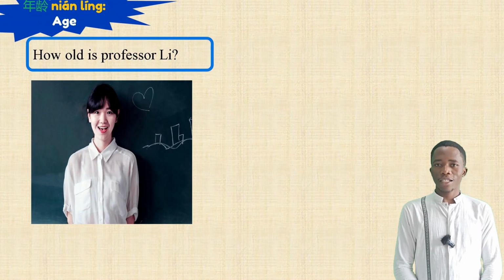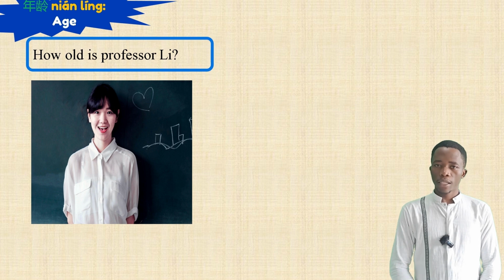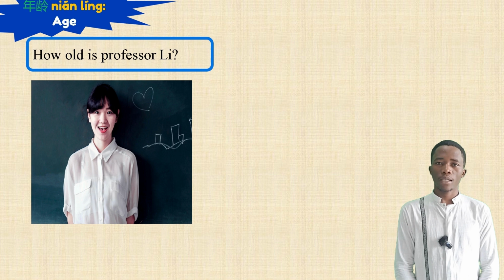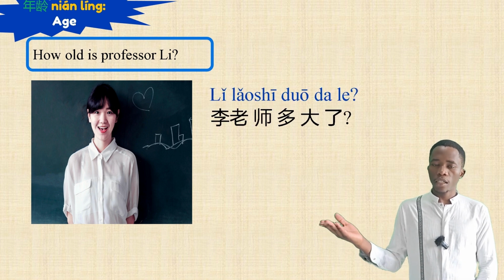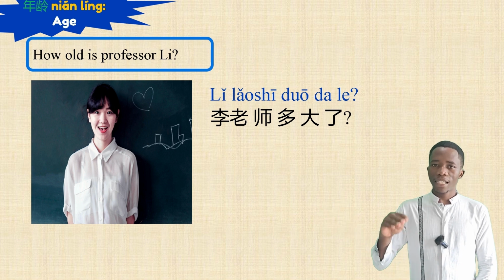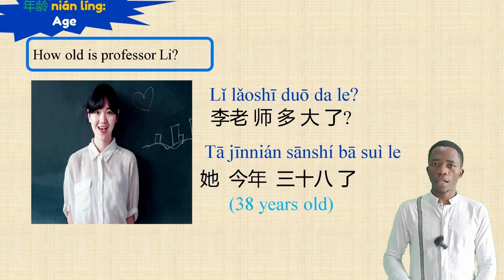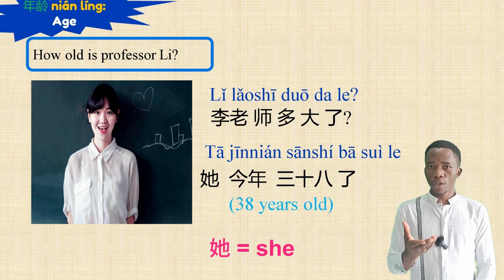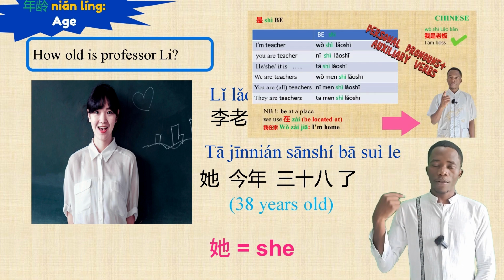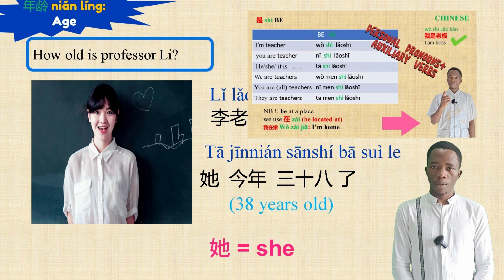On the picture there is Li老师, Professor Li. You may also want to know her age and ask one of her students. 李老师多大了? 她今年38岁了. She is 38 years old. 她 is that personal pronoun. If you don't remember personal pronouns well, please watch my previous videos. There is one that explains well all of Chinese personal pronouns.